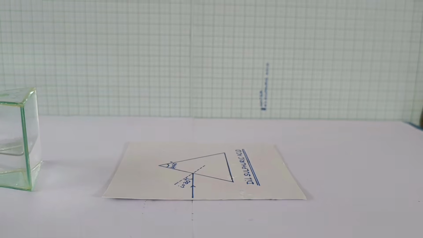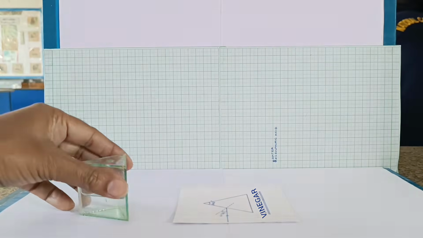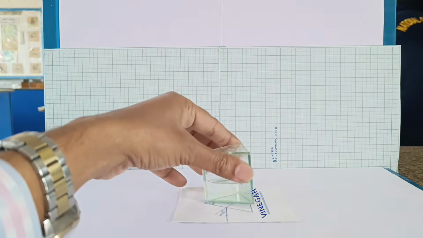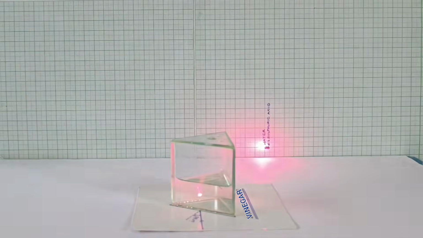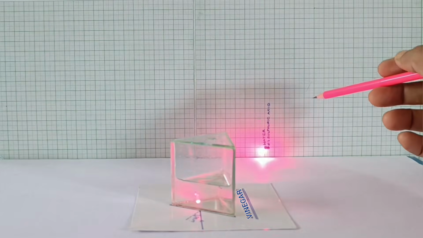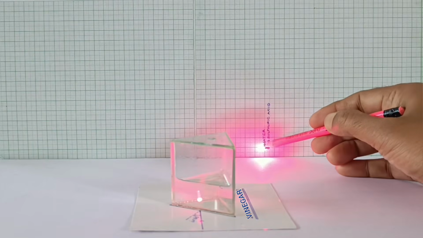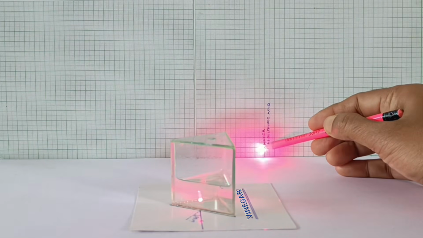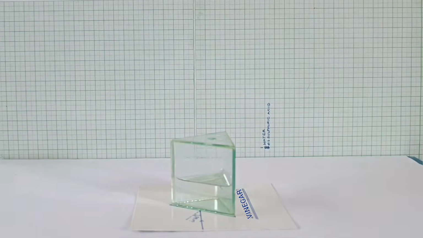Now students, let's repeat the experiment with the same incident angle but with different liquid. In this case, we are considering vinegar. So at an angle of incidence of 30 degree, here the emergent beam is getting deviated. But in this case, the deviation is found to be slightly less than was in the case of water. So that's the spot. It is on the left hand side of that of water. So obviously vinegar is slightly less optically dense than that of water.